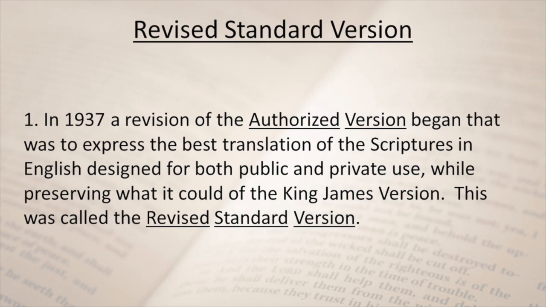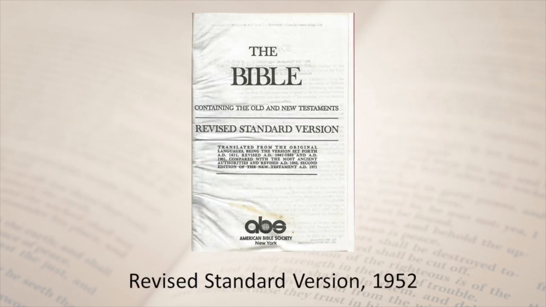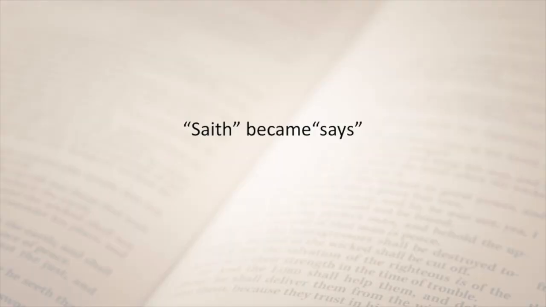So in 1937, a revision of the American Standard began that was to express the best translation of the Scriptures in English designed for both public and private use, while preserving what it could of the language of the King James Version. The result was the RSV, or the Revised Standard Version, published in 1952. As the modernization of the English was one of the main purposes of this revision, it made changes to words like these. Saith became says in the Revised Standard Version.